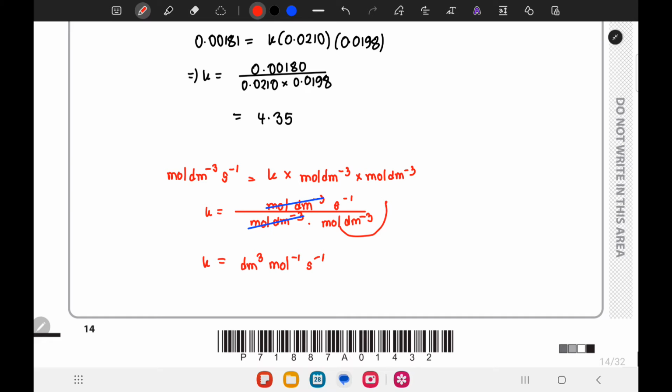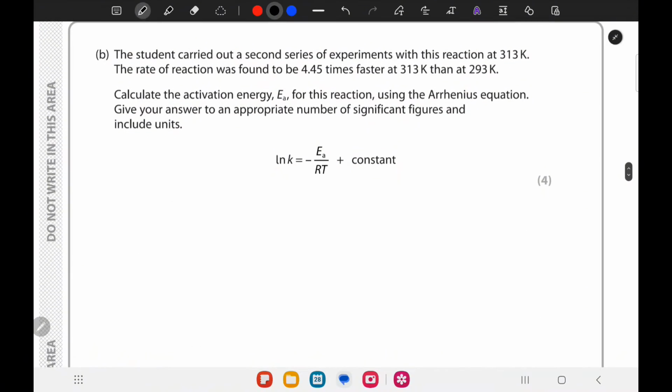Since if I move the denominator to the top, their powers will be multiplied by -1. So the unit of K is dm cube per mole per second. Now we'll move to the next part of this question, part B.